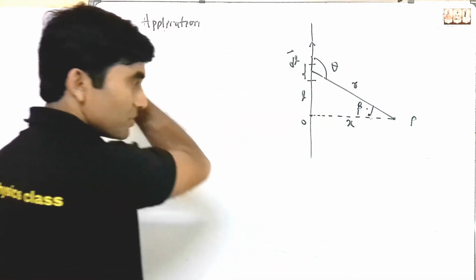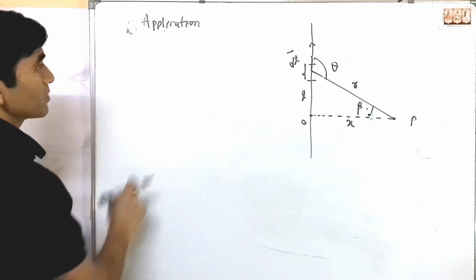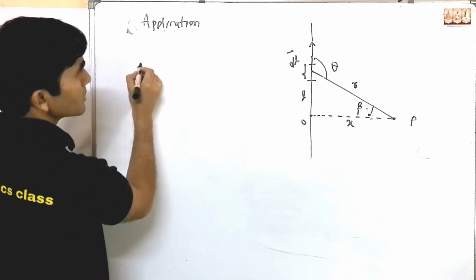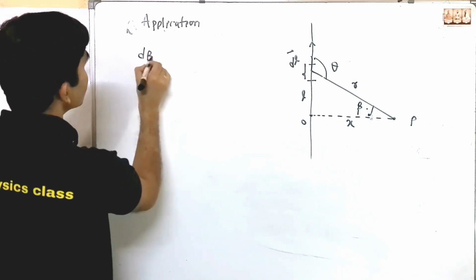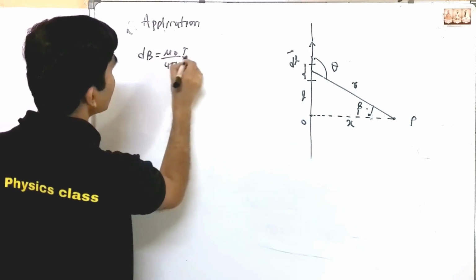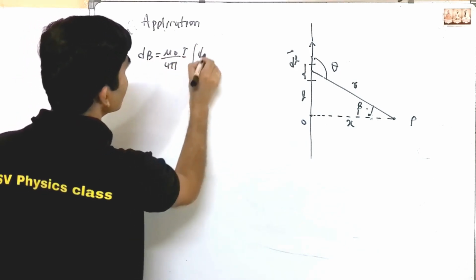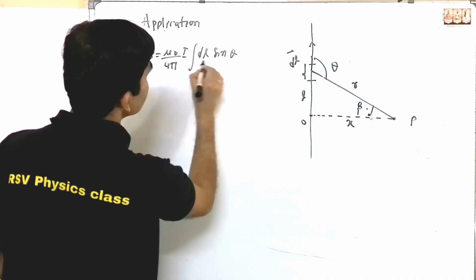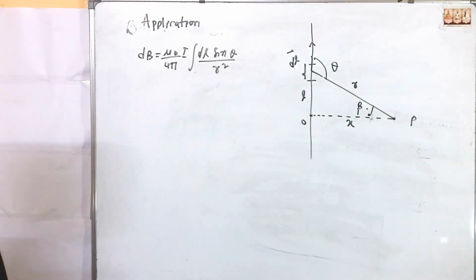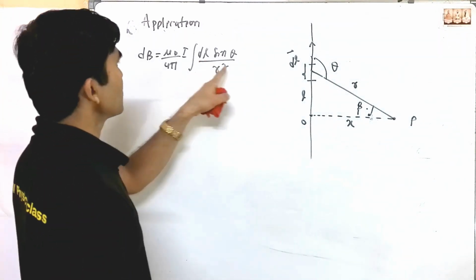Now from this, you know the magnetic field dB equals mu 0 by 4 pi, I dl sine theta over r square. So this is the magnetic field. So you have to calculate.